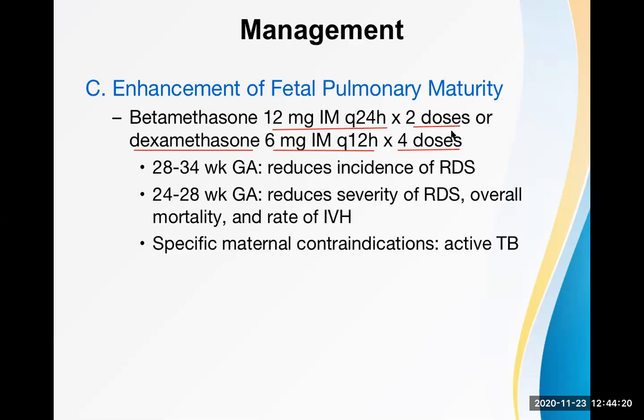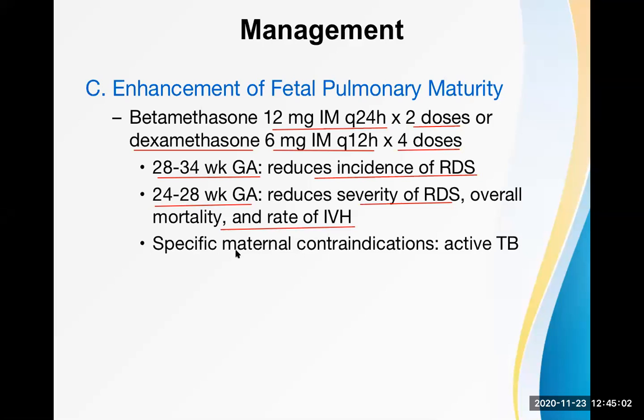If the lady comes to us with regular contractions of the uterus and we believe she is in preterm labor, let's start betamethasone or dexamethasone as soon as possible, so that even if the baby is delivered, the baby is safe from hyaline membrane disease. From 28 to 34 weeks gestational age, it reduces the incidence of respiratory distress syndrome, RDS. At 24 to 28 weeks gestation, it reduces the severity of RDS and overall mortality, and even the rate of intraventricular hemorrhage, IVH, is decreased a bit.